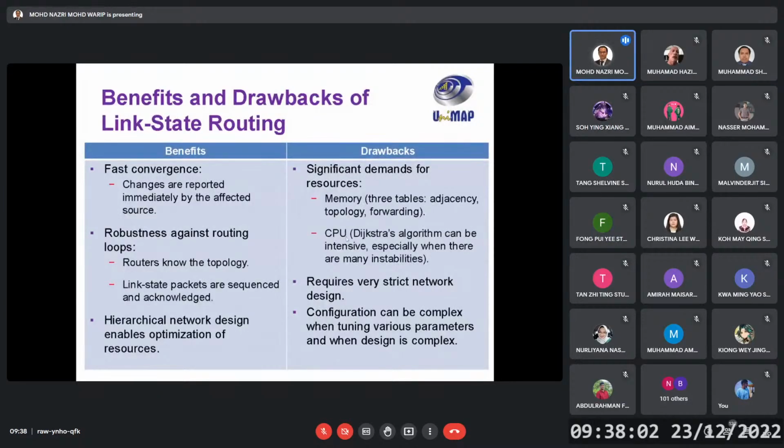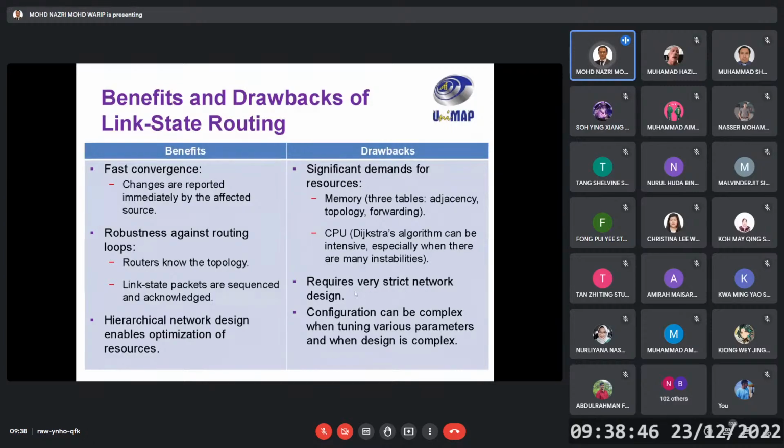Then CPU load is very high for link state because the Dijkstra algorithm can be intensive, especially when there is a lot of instability. If there is instability in the network, the CPU load is very high. So you require a very high power CPU for this routing protocol. But OSPF is popular in the industry, a popular IP routing protocol. Normally we use OSPF rather than other routing protocols.